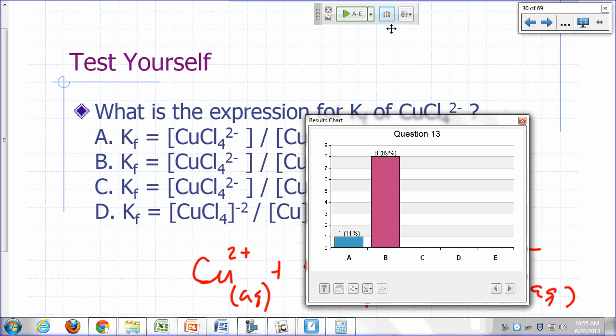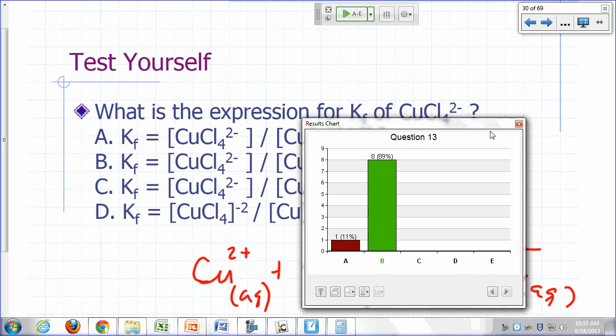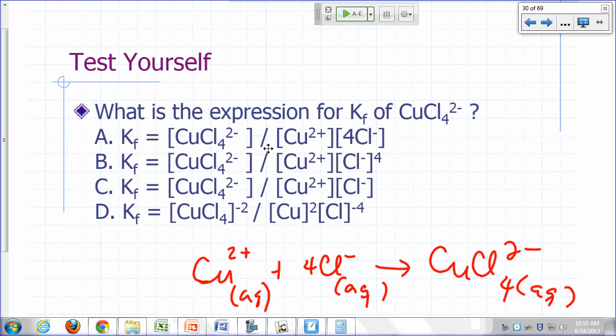Correct answer. B. Products over reactants. Yep. Good.